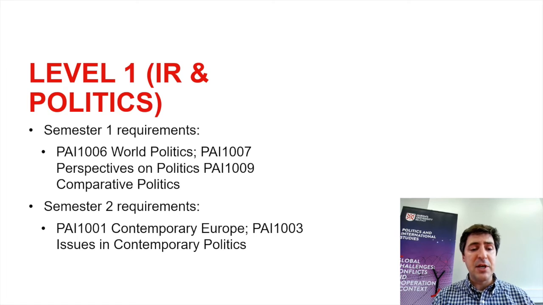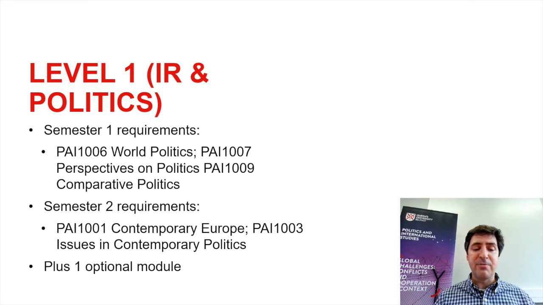In semester 2, you'll take 2 required modules, PAI 1001, Contemporary Europe, which again will address the politics of Europe since 1945, and PAI 1003, Issues in Contemporary Politics. In addition to these 5 required modules, you'll take 1 optional module, whether it's a module from within the school or from outside the school. You'll just need to take 6 modules in total.